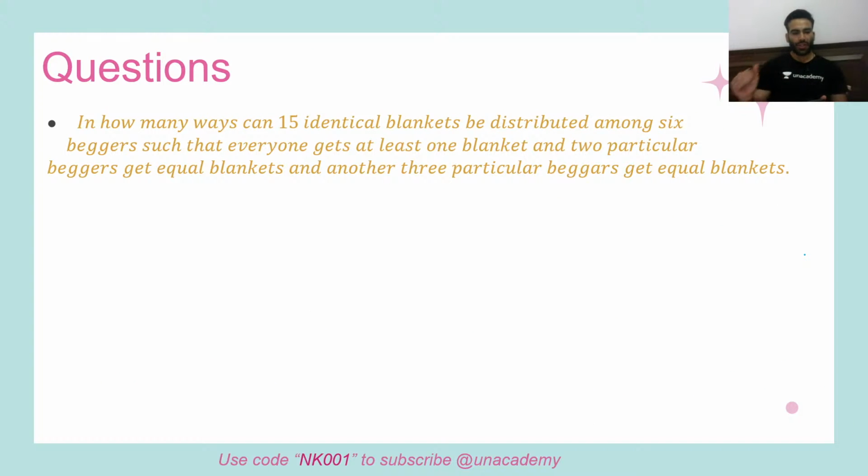Okay, Varun, try attempting this question. Read the question. The question says, in how many ways can 15 identical blankets, how many? See, I told you, multinomial theorem can be used when we have identical objects. And you can see identical, alike objects. So in how many ways can 15 identical blankets be distributed among 6 beggars? So there are how many beggars? 6 beggars. Such that everyone gets at least one blanket. Okay, let's read the question completely, then we'll make the equation. And 2 particular beggars get equal blankets. 2 particular beggars, they get equal number of blankets. And another 3 particular beggars get equal blankets.